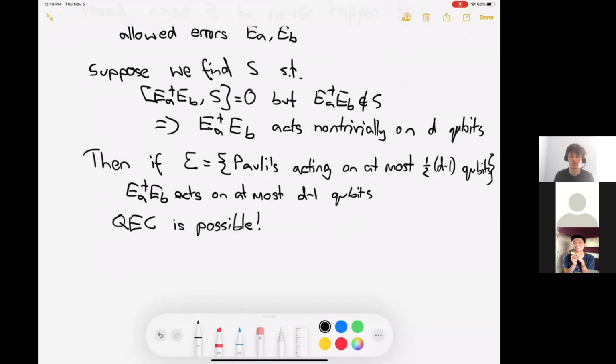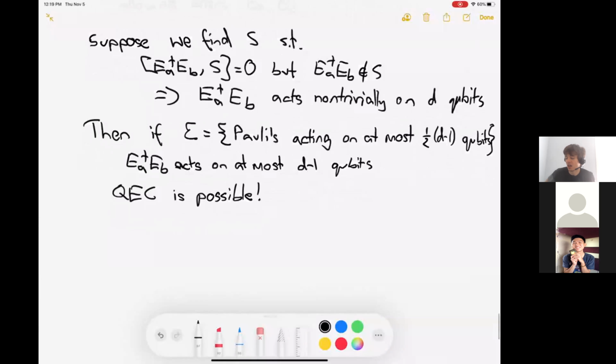Make sense? Any questions about the general framework of how stabilizer codes work? Otherwise, I'm just going to spend the last 10 minutes or so just talking about some simple examples of stabilizer codes. Okay. So can anyone think of an example of a stabilizer quantum error correcting code?